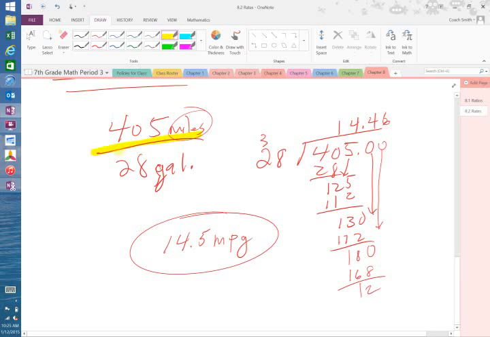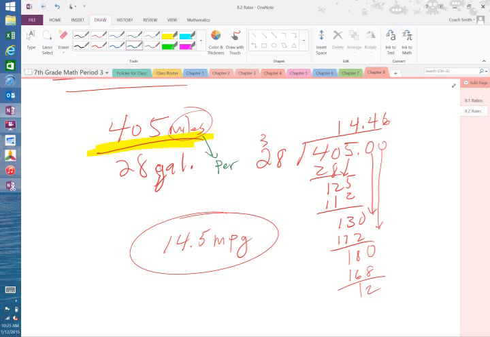The fraction bar is representative of the word per. Okay? So whatever label's on top of your fraction obviously goes first in your label, and you say miles per gallon, and obviously we have the ability to use the abbreviation MPG on that.